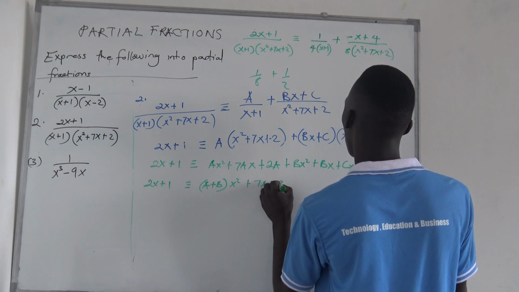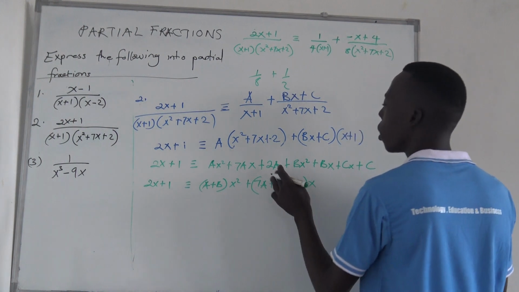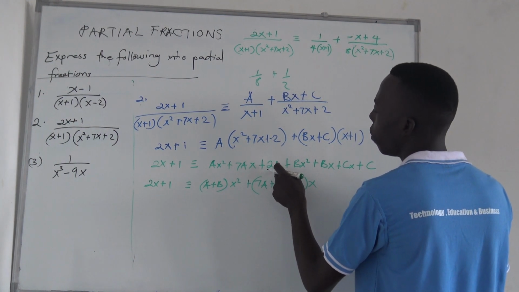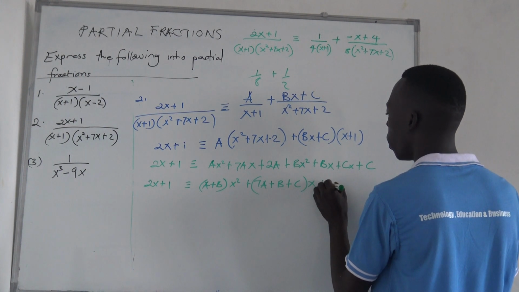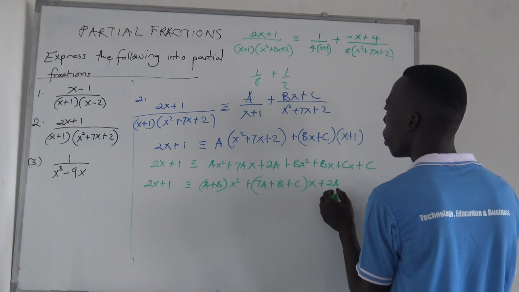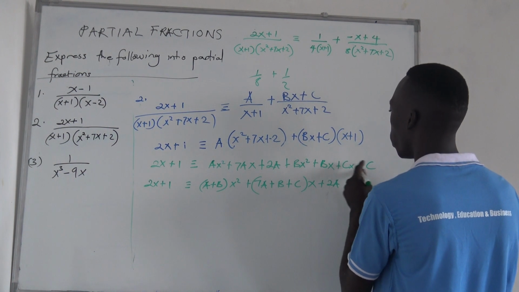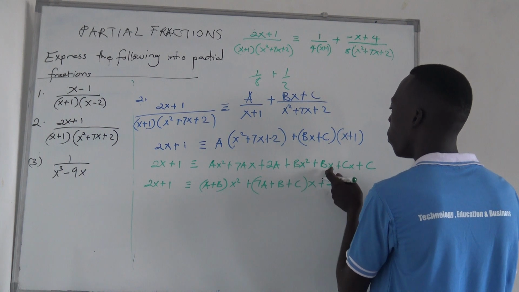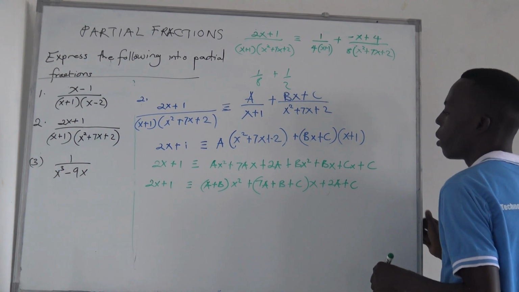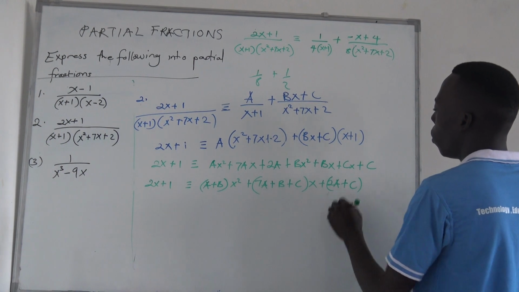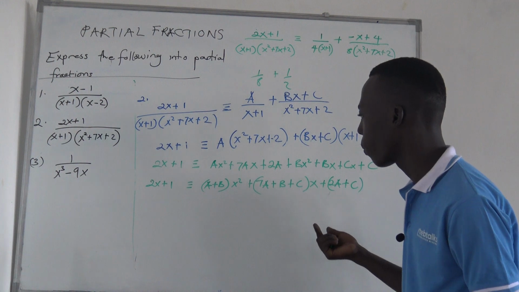So again, we are now considering this one and that, which becomes plus 7a plus b plus c x, and also this one, which is plus 2a, then again b we don't have, so plus a c. So I think you see the way I have grouped these things.